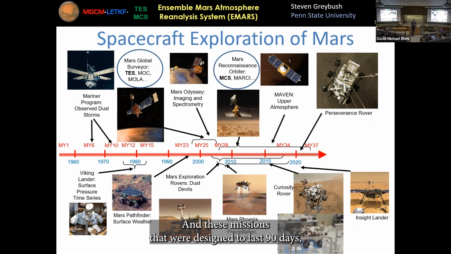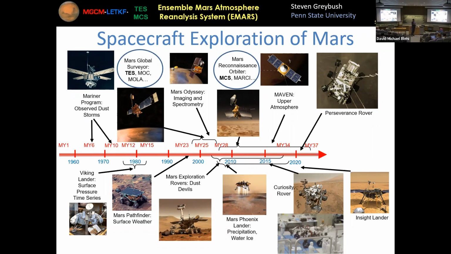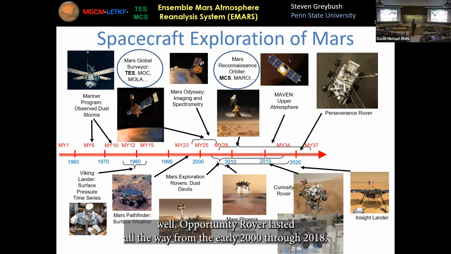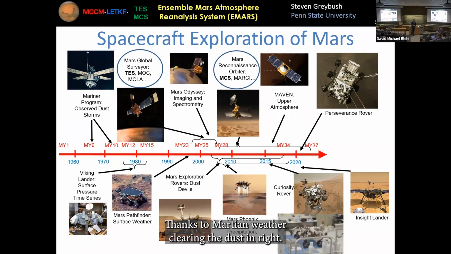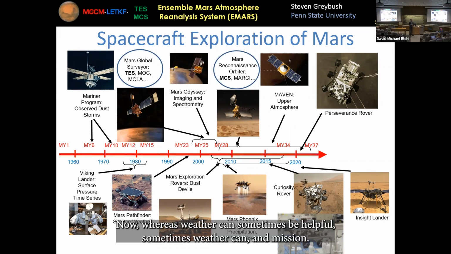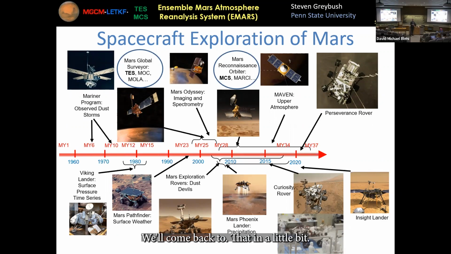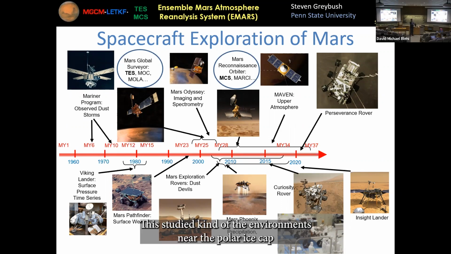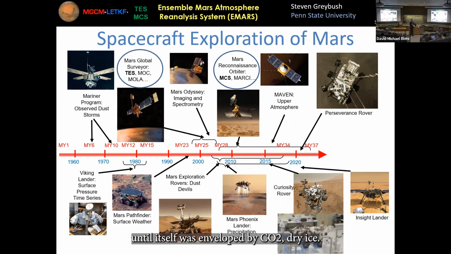And these missions that were designed to last 90 days, well, the Opportunity rover lasted all the way from the early 2000s to 2018, thanks to Martian weather clearing the dust off the panel. Right? Now, whereas weather can sometimes be helpful, sometimes weather can end missions. We'll come back to that in a little bit. Okay, looking further along, we have the Mars Phoenix lander. This is one of the few to land near the Martian Arctic. This studied the environment near the polar ice cap until it itself was enveloped by CO2 dry ice.